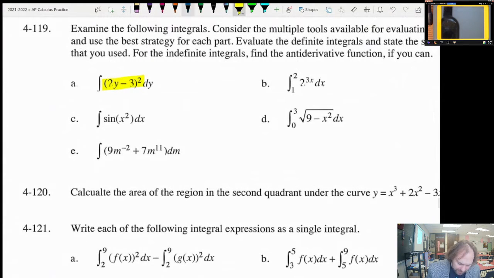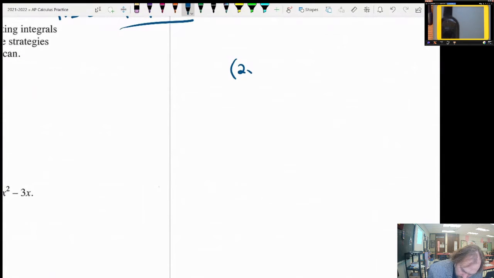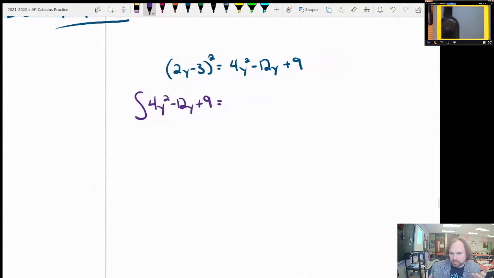We're going to expand that all the way out: (2y minus 3) squared. This would give us 4y squared, and a couple of 6y's, so minus 12y, plus 9. And now we're looking for the indefinite integral of that expression, which will be pretty easy to do because all we're going to do is find the antiderivative and then put a plus C on it.